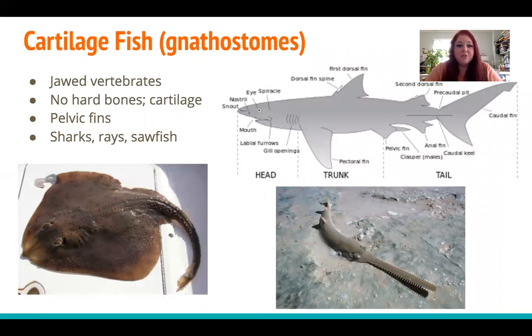Cartilage fish is our next group. So these you would think would be a little bit more advanced because they are so large and they seem so advanced when we're thinking about them in structure, especially sharks, but they're not. They're next in our group. They have no hard bones. They're completely made of cartilage. You can see it in the picture when I show you later of the dissection.